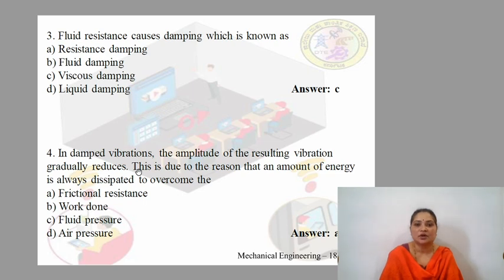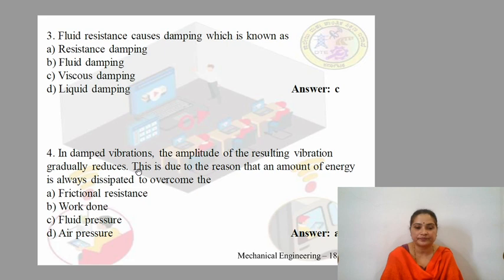The third question is, fluid resistance causes damping, which is known as: A. Resistance damping, B. Fluid damping, C. Viscous damping, D. Liquid damping. In case of a piston and cylinder arrangement, if there is a fluid present, then such type of damping is called viscous damping. So therefore, the effect of fluid inside the cylinder piston arrangement causes a damping called viscous damping, and hence option C is the right answer.